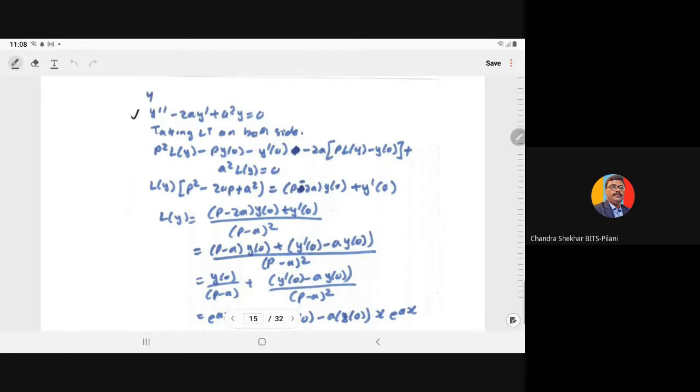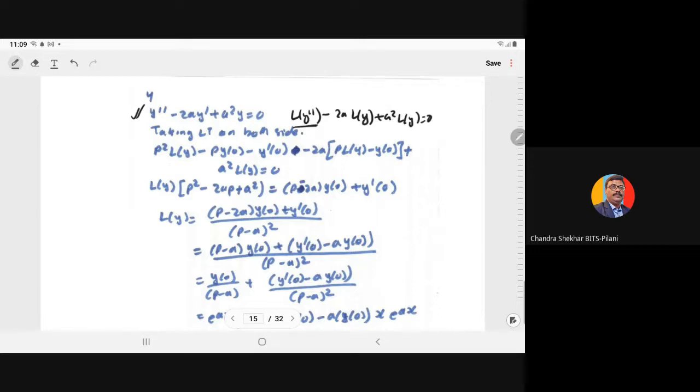So, a same kind of question here. Suppose we have the homogeneous second order differential equation y double dash minus 2a y dash plus a square y is equal to 0. As usual, we take the Laplace transform on both sides. Since the Laplace transform follows the linear property, it can be written as L of y double dash minus 2a L of y dash plus a square L of y is equal to 0.